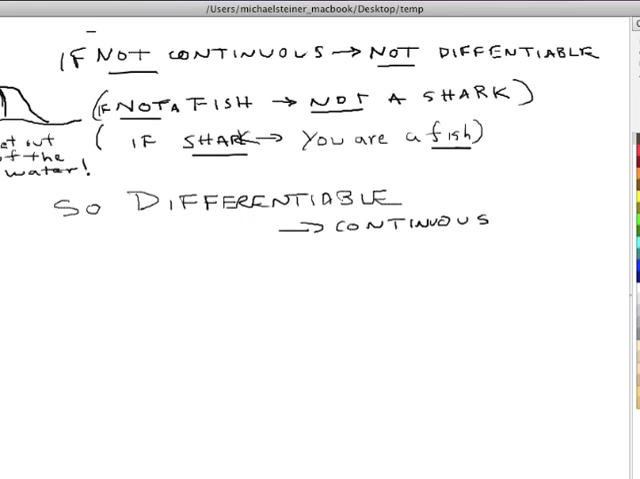We look at the first 3 examples, example 1, 2, and 3, to see that we cannot go this way. Continuous does not imply differentiable. Just like with the fish and shark example, just because you are a fish doesn't mean you have to be a shark. Okay, I know there's a lot of words there. If you're afraid of sharks, I may have lost you there. Sorry. I only had 9 minutes, so I hope that was helpful.